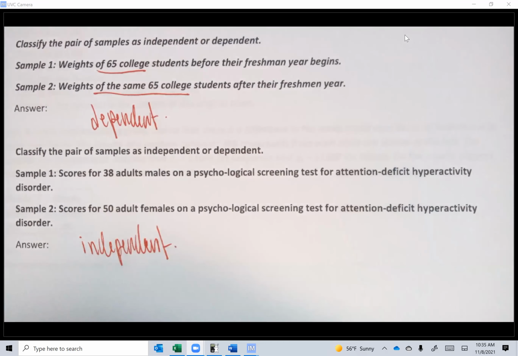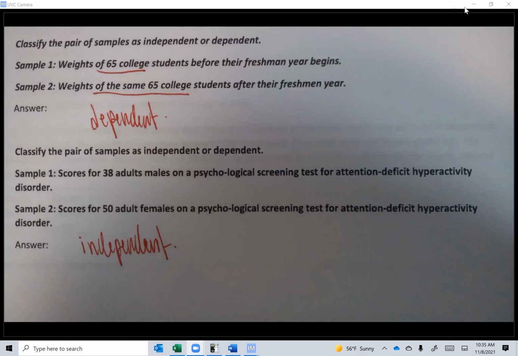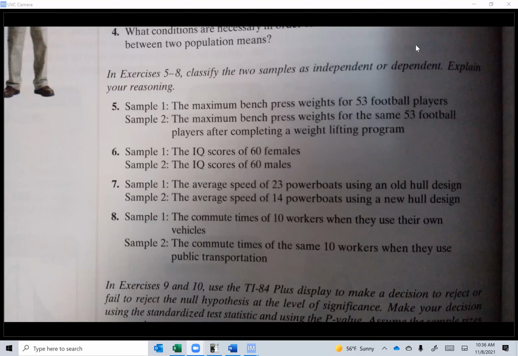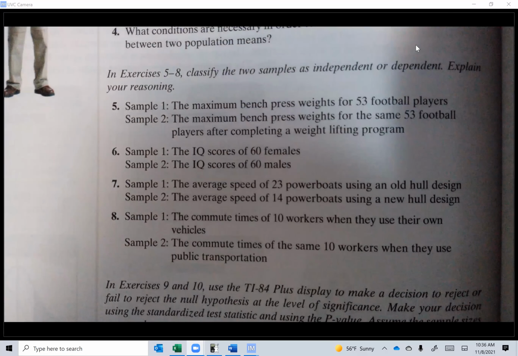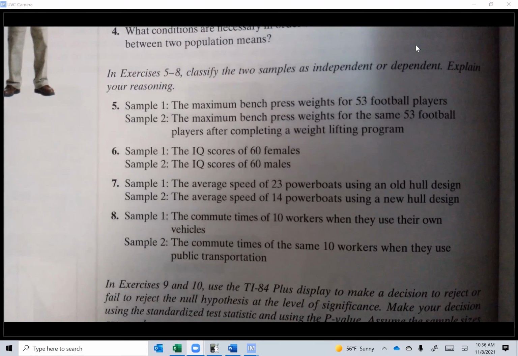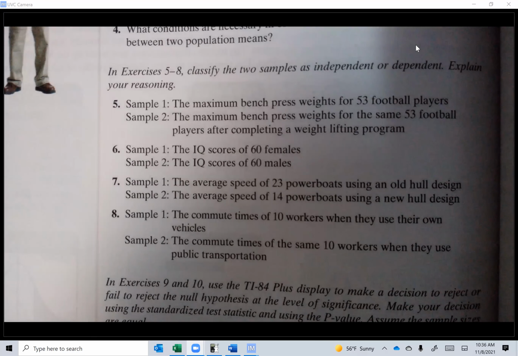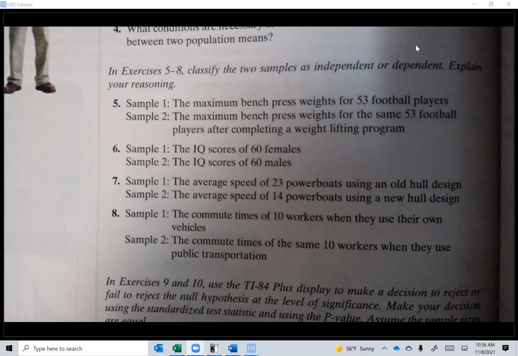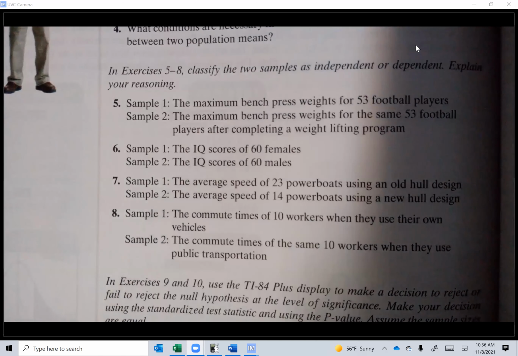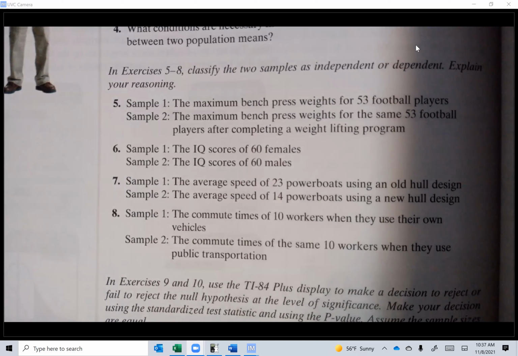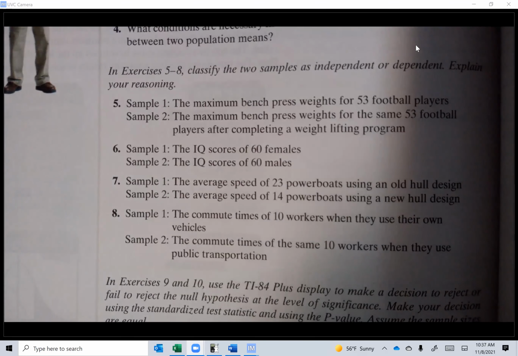Okay, I want to pause for 1 second, bring the book and do some more examples here. It's in section 8.1, number 5. The maximum bench press weights for 53 football players, that's sample 1. The maximum bench press weights for the same 53 football players after completing a weightlifting program. What do you guys think? Dependent. It's the same 53 football players. Very good. Okay, what about 6? IQ scores of 60 females, IQ scores of 60 males. Independent, although it's the same number. They're trying to trick you here.